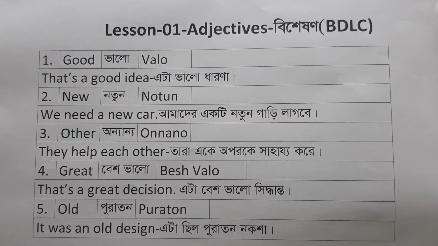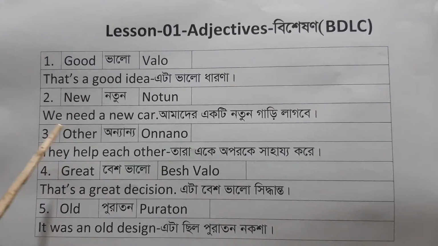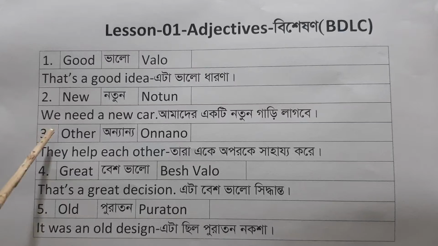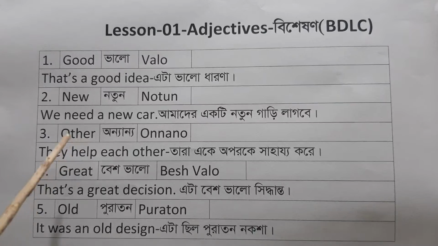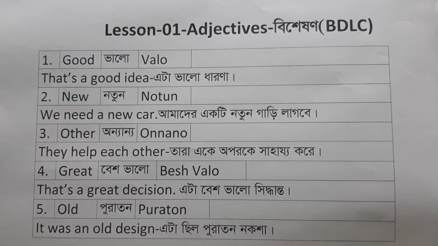Now, number three. O-T-H-E-R, other, means unnanno. Let's repeat, other, other, other. Now make a sentence. They help each other. Again, they help each other. Tara ekke oporke sahajjo kore.